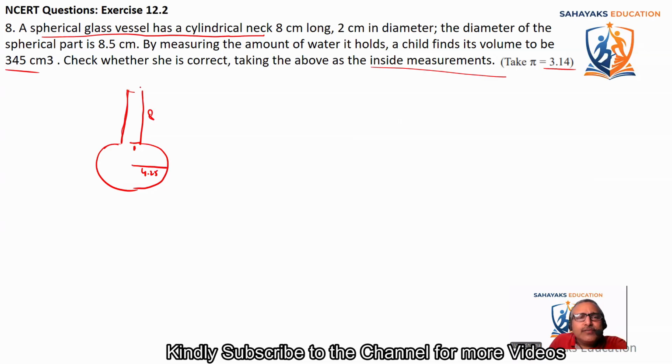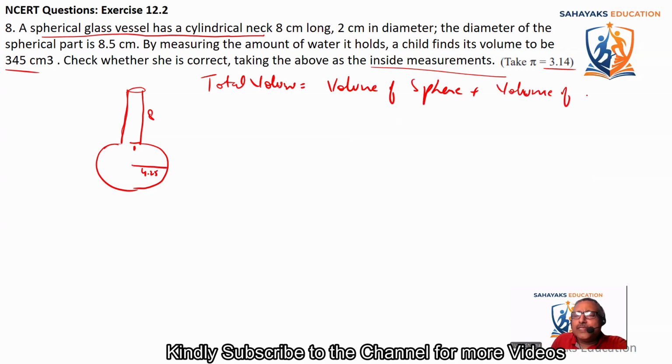So first we have to find the total volume. Total volume is equal to volume of sphere plus volume of cylinder. Okay, what is volume of sphere? It is 4 by 3 pi r cube. R cube is 4.25 cube. Plus, what is the volume of cylinder? Volume of cylinder is pi r square h. So let's say pi r square, r is 1, into height is 8.